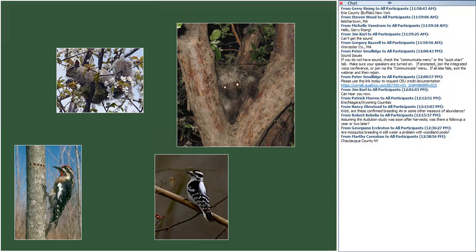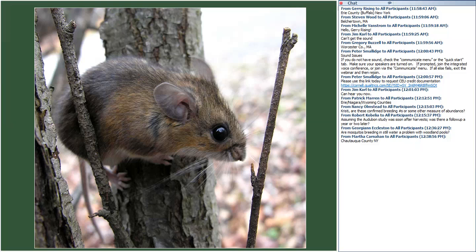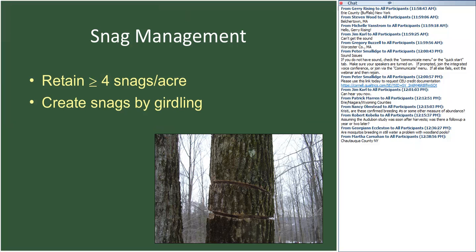Squirrels and porcupines, a variety of woodpeckers. The tufted titmouse, the barred owl, the chickadee, again the downy woodpecker, and some small mammals like mice. Just a small sampling of the diversity of species that use cavities in dead standing trees. So sometimes cavities are in live trees and sometimes they're in dead trees, and both are very important. Different species will use cavities in dead and or live trees.